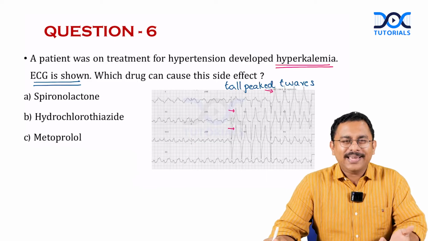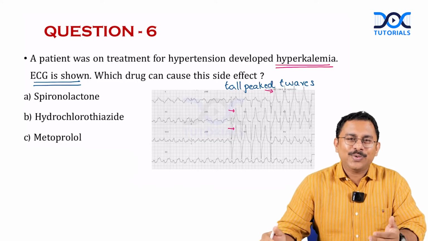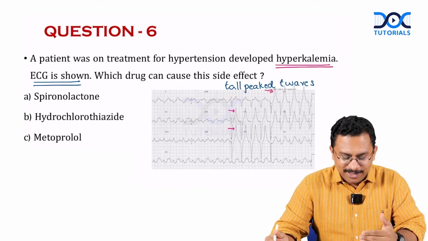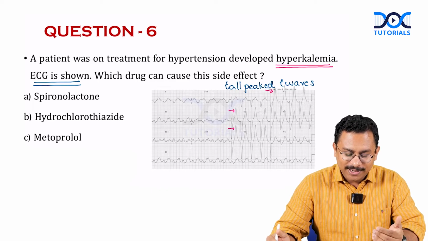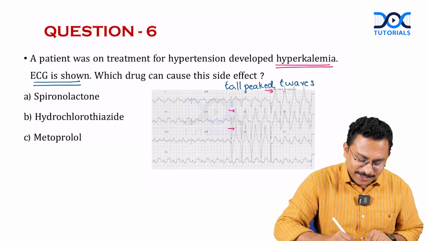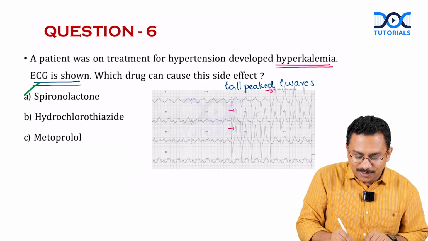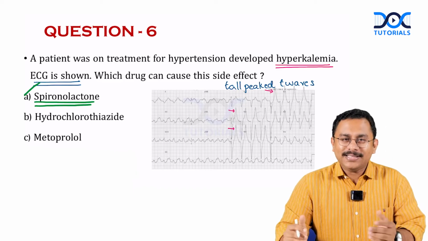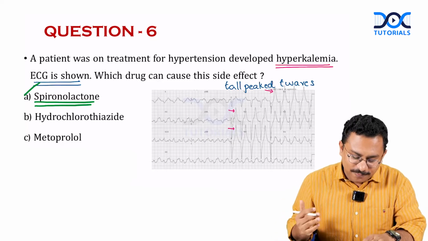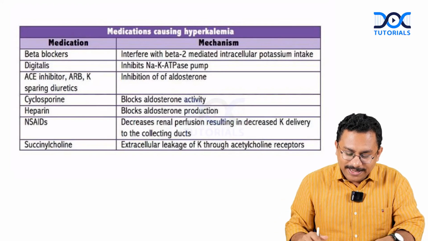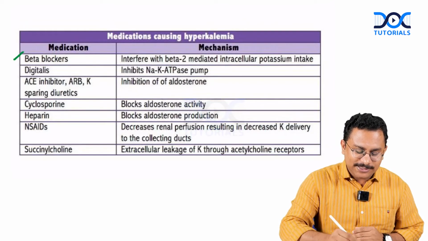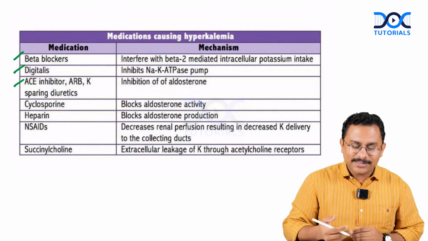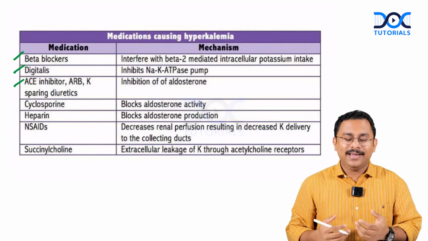They've asked which drug can cause the side effect. Essentially, they are asking which drug can produce hyperkalemia. Looking at the options, spironolactone, hydrochlorothiazide, metoprolol, the answer here will be spironolactone. Spironolactone is the drug that can cause hyperkalemia. Drugs causing hyperkalemia is very important. If you look at this table of medications causing hyperkalemia, you've got various agents like beta blockers, digoxin, ACE inhibitors, ARBs, and potassium sparing diuretics.